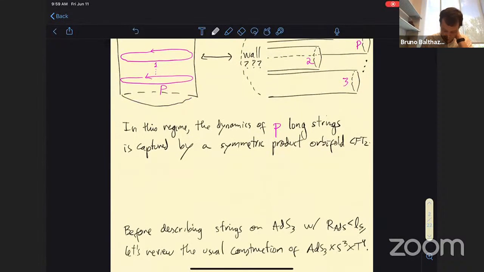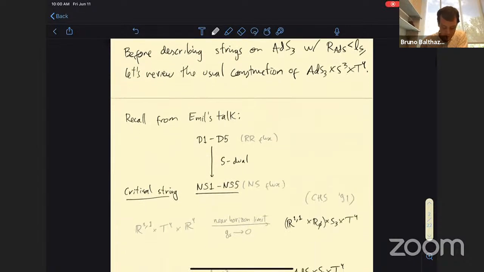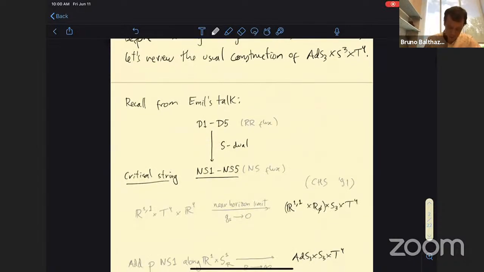Let me start by first reviewing the construction of AdS3 cross S3 cross T4, which is not quite the example we're going to be interested in, but it will set most of the conventions and also motivate our construction. Luckily for us, Emil already did a lot of the work. The usual D1-D5 system has RR flux, but we can take the S-dual to go to the NS1-NS5 system that only has NS flux, and consider type II in this background.